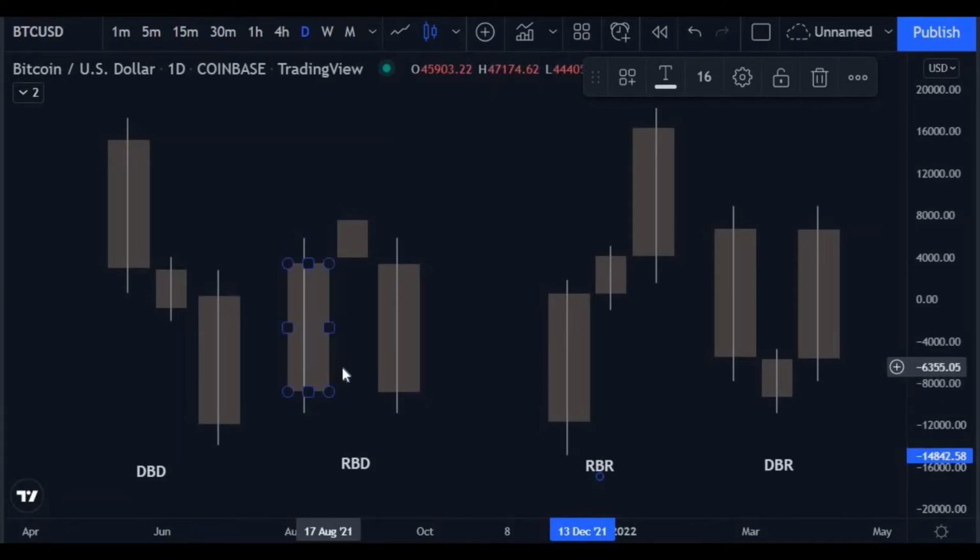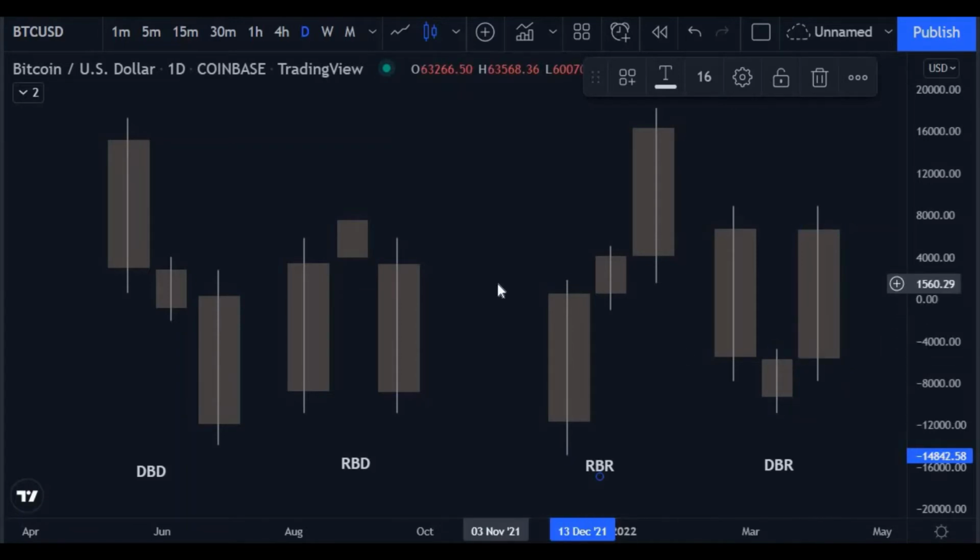The same thing with rally base drop. Rally is a strong buy, usually a bullish candle. You could once again have your base candle to be bullish, bearish, or multiple candles. And then here we have a drop, which is usually the strong sell-off. It's a bearish candle. The same thing, rally base rally: rally to be a bullish candle, your base candle, another bullish candle, and then drop base rally: your bearish candle, base candle or candles, as well as your rally.